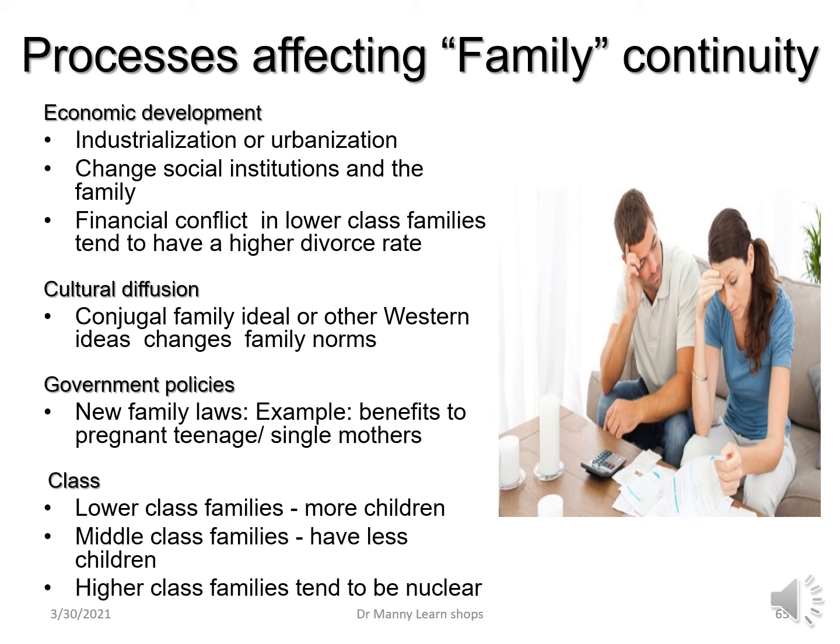Then you've got cultural diffusion. The conjugal family is ideal, or other Western ideas change family norms. Government policies. There are new family laws, for example, here. There are benefits in Malaysia here for pregnant teenage single mothers. But having said that, in other societies as well. Class. Lower class families tend to have more children. Middle class families have less children. Higher class families tend to be more nuclear.